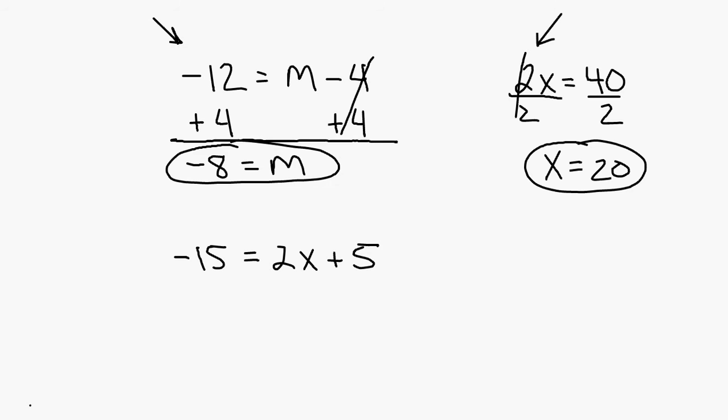One step or 2-step? It's a 2-step because you have addition and a number in front of the variable. So what's the first step in this problem? Subtract 5 on both sides. Very good. Subtract 5 from each side.